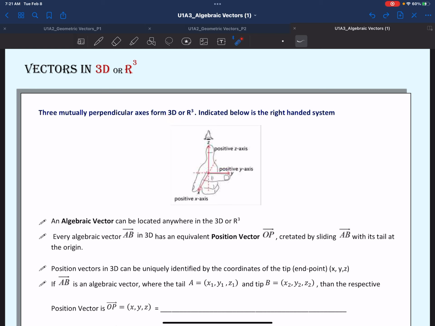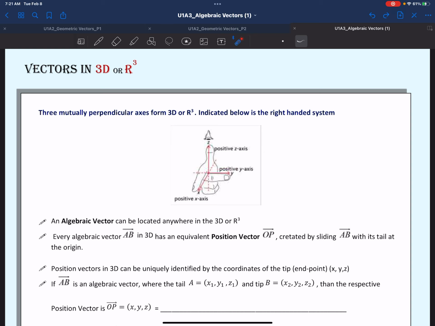And it is indicated by what we call the right-handed system. So as you can see here, the picture of the hand has the thumb pointing upwards. This will represent the positive z-axis. The pointer is representing the positive x-axis, and the middle finger here, positioned this way, will indicate the positive y-axis.